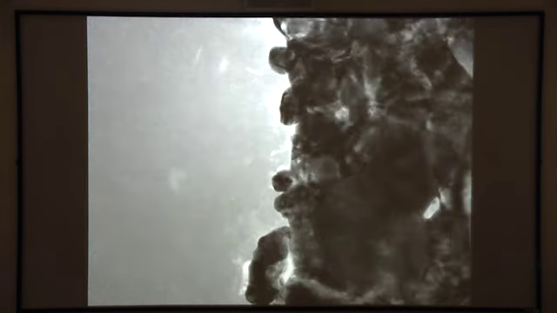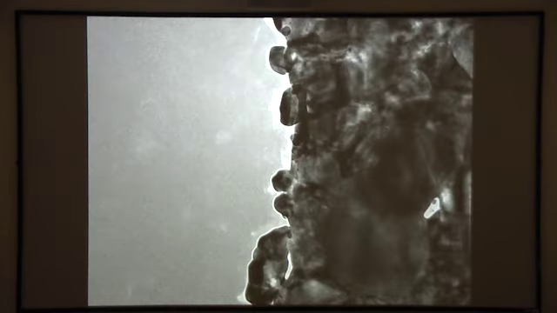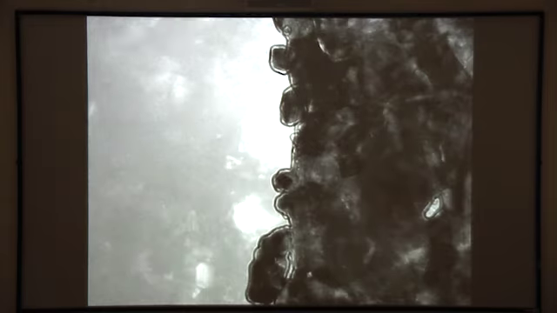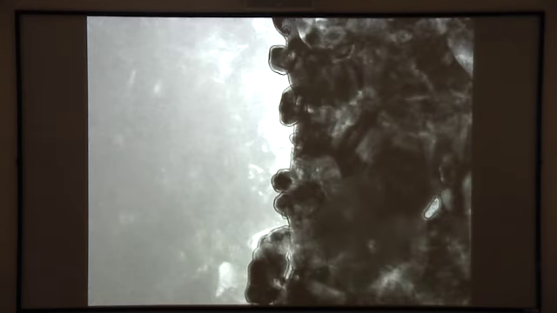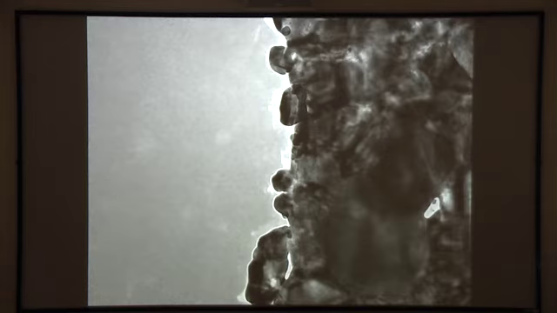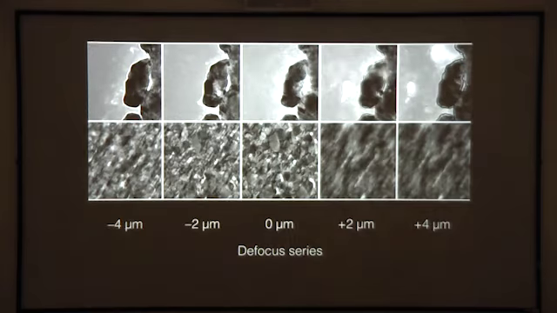This is a focus series that Chris took of the edge of a gold hole. And what you can see is that if you look at the Fresnel fringes at the edge of the hole, you can still see the Fresnel fringes as you move from under to over focus. And you can also see these bright spots that extend into the hole. And these are delocalized lattice fringes from the individual crystals of gold in the gold foil. And they move further away from the edge the further you are from focus.